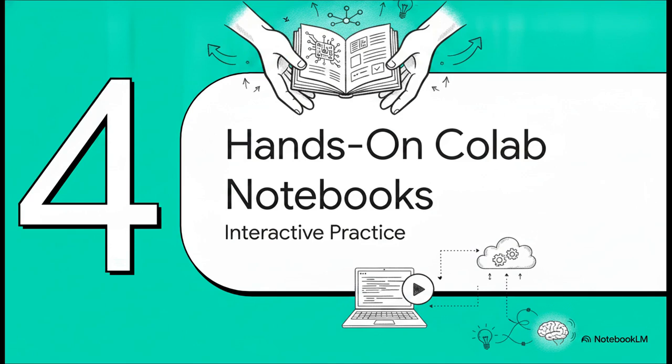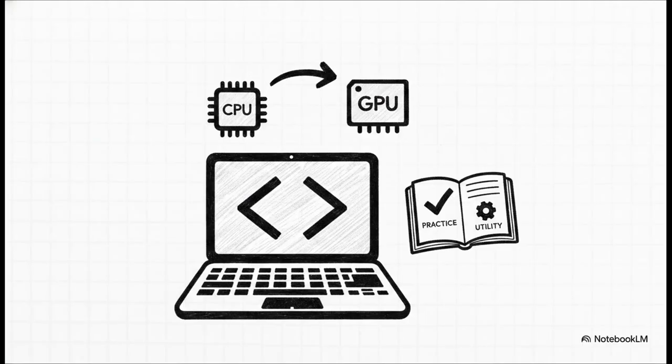Section 4. Hands-on Colab notebooks. To truly learn this stuff and retain it, you have to get your hands dirty. We all know developers love clear documentation and immediate hands-on practice. There are exactly 33 chapters, and every single one has a corresponding, ready-to-run Colab notebook. You can seamlessly toggle between CPU and GPU environments to run those performance benchmarks we just talked about.